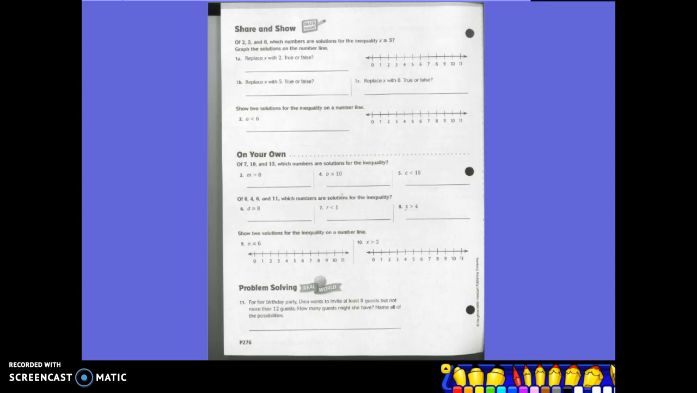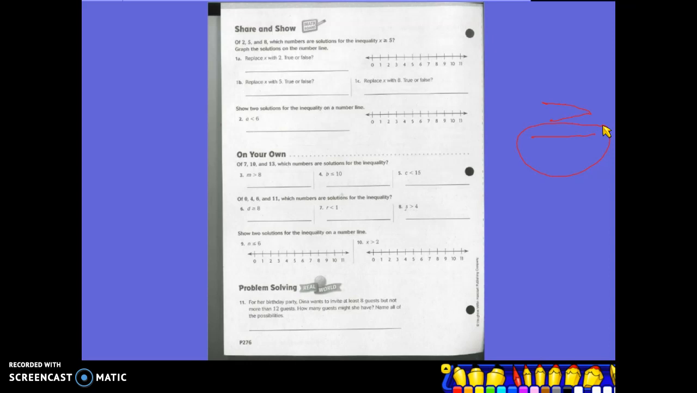Okay, so now we're ready for the share and show on the back. Of 2, 5, and 8, which numbers are solutions for the inequality x is greater than or equal to 5? When you have the greater than sign and then the line under it, this stands for what? Equal to. Okay, so they're going to be greater than or equal to 5. Graph the solution on the number line. Replace x with 2.